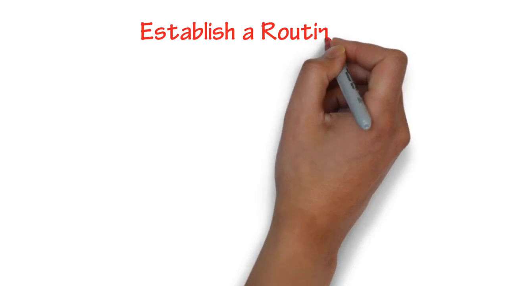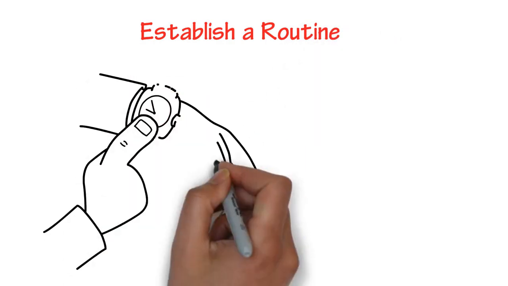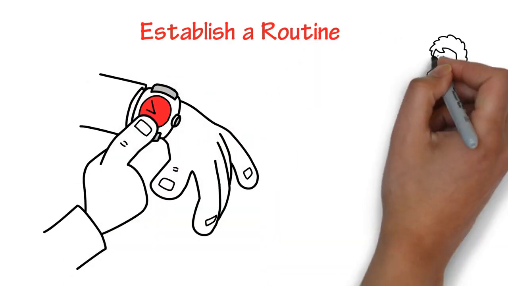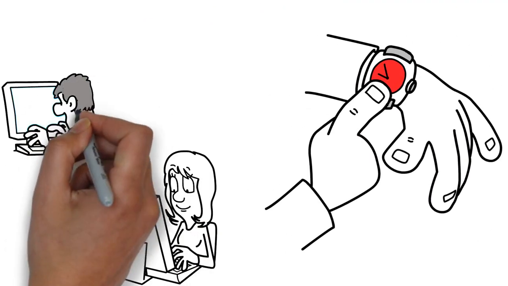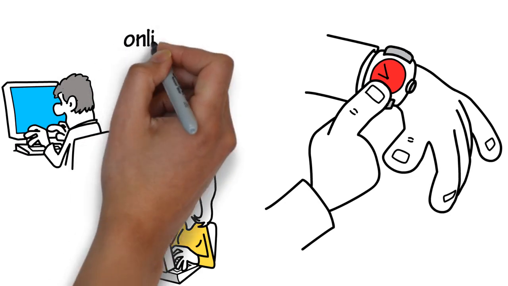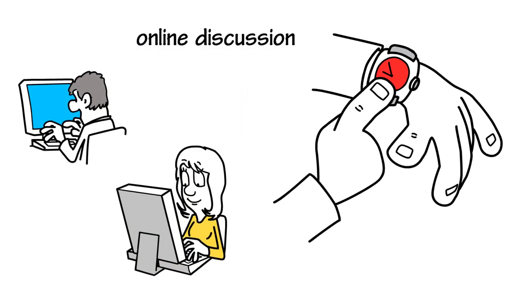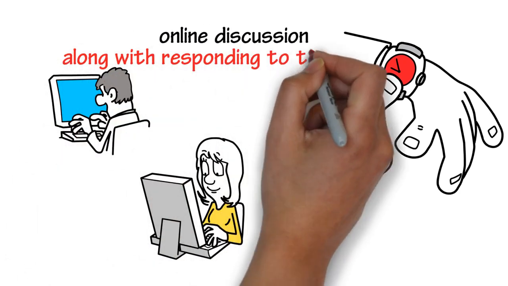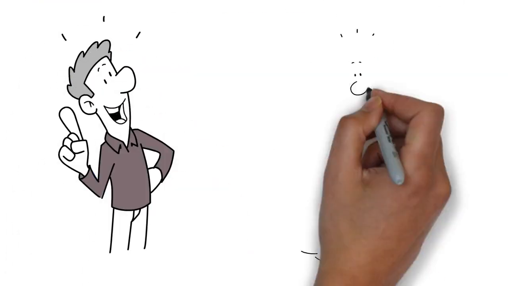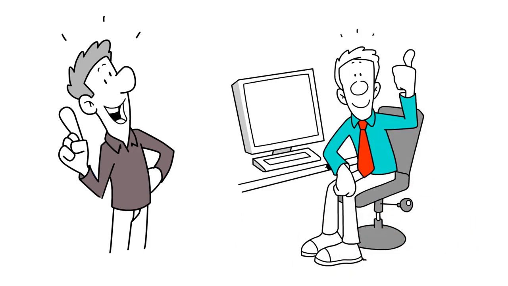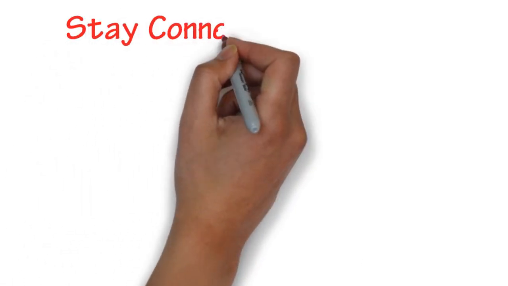Establish a routine. Set aside some time each day for completing the course readings or activities. Plan to spend a good amount of time reviewing messages from your teacher and classmates within the online discussion, along with responding to them. After a short while, you'll begin to feel more comfortable and confident as you settle into your routine.